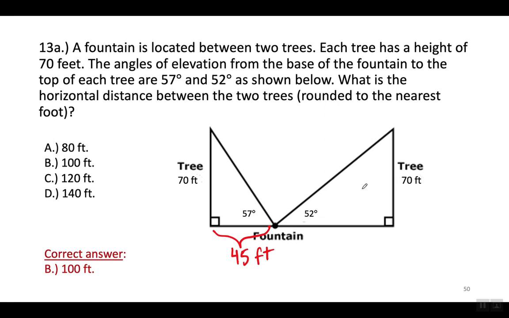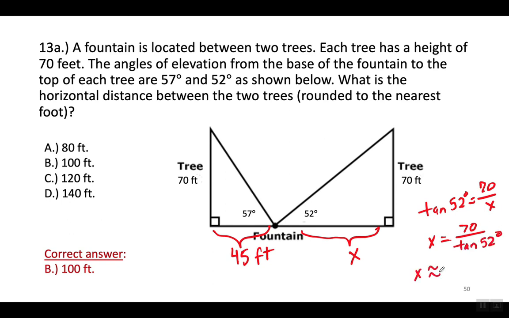All right, now if we look at this triangle over here, in order to find this side, we do tangent of 52 degrees equals the opposite over the adjacent. So x equals 70 divided by tangent of 52 degrees. When you do that in your calculator, 70 divided by 52 tan equals, you're going to get approximately 55 feet. So when you add them both up, you get 100 feet, okay?